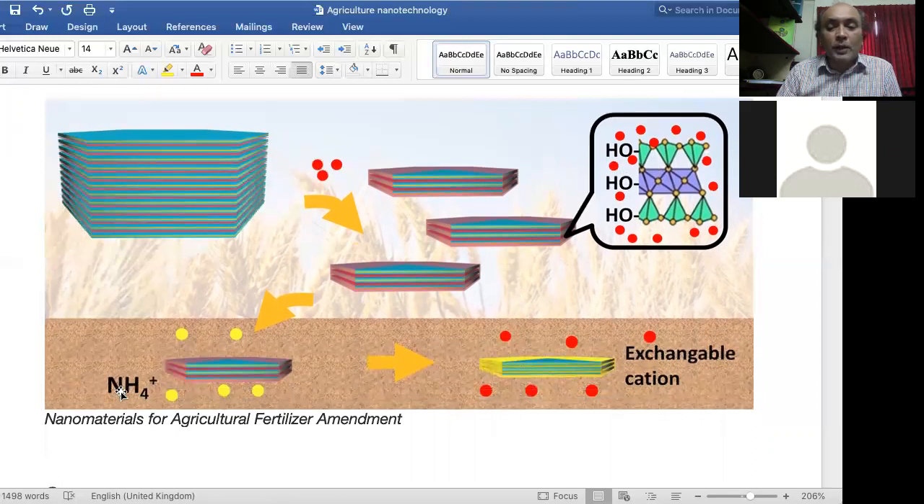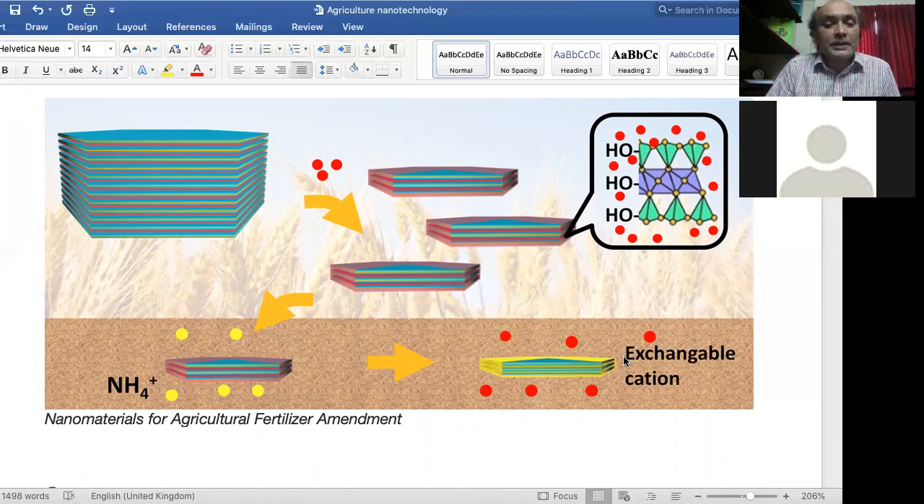But for example, ammonium ion or nitrate ion. And these ions can be exchanged through the cation exchange process. Cation exchange capacity, CEC, is a very important mechanism of plant nutrient uptake. So this is a really interesting idea, and scientists have developed some clay nanoparticles.